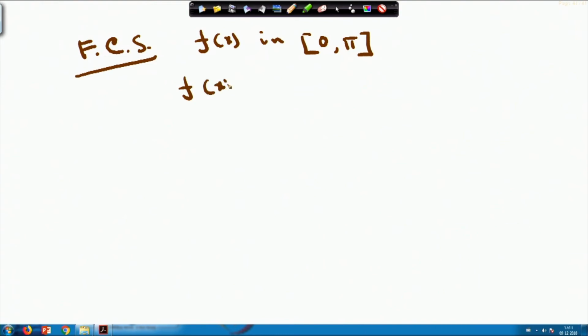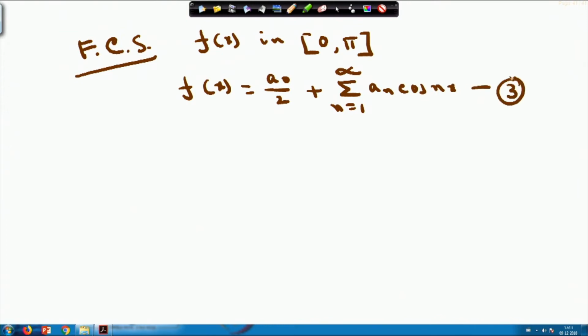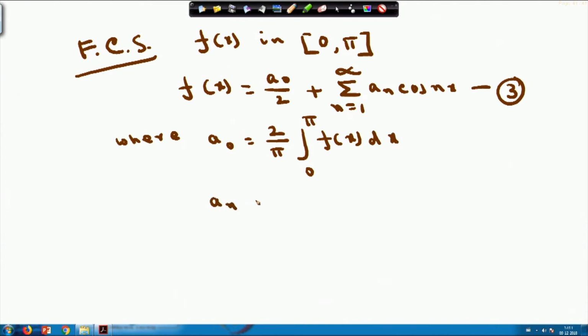So, it can be written as f(x) equals a_0 by 2 plus summation n equals 1 to infinity a_n cos nx. So, this is equation 3, where a_0 is equal to 2 by pi integral 0 to pi f(x) dx. All these things we have done earlier, and a_n equals 2 by pi integral 0 to pi f(x) cos nx dx.